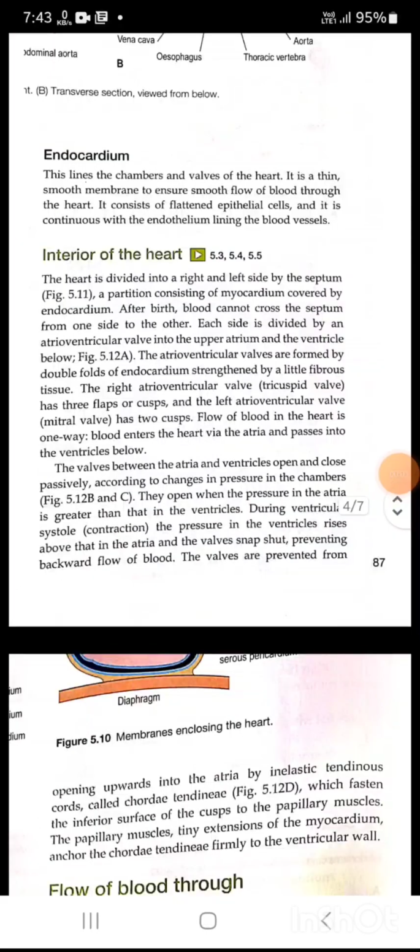So, next we are going to see the interior structure of the heart. At first we will read the content, then we will see it in the pictures.